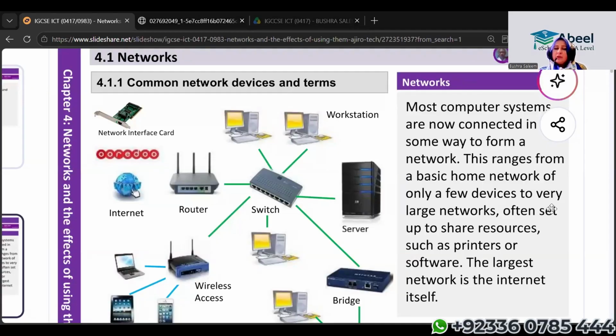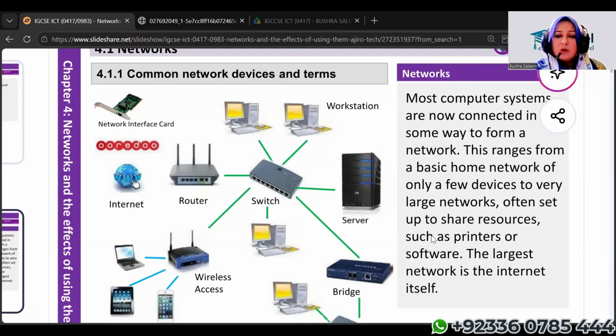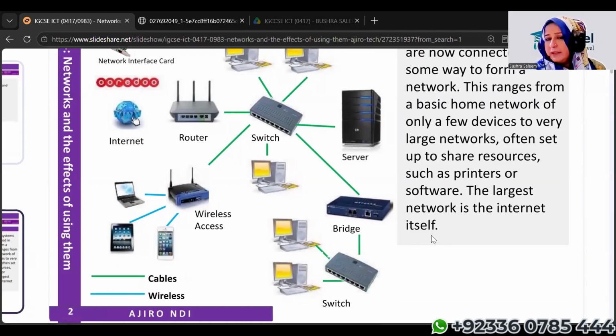A network can be of small size, like the example of your home where a few computers and devices are connected together, or it can be a large network as well. Like you can take the example of the internet, where devices from all over the world are connected together. So that is an example of a network as well, like the internet.